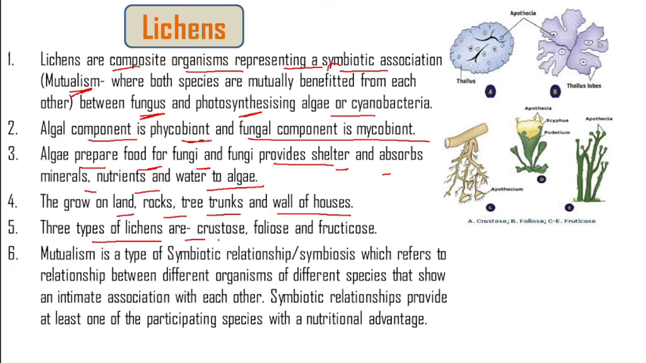Three types of lichens are there: crustose, foliose and fruticose. Then you are going to define what mutualism actually is. It's a relationship between two organisms in which both of them benefit from each other.